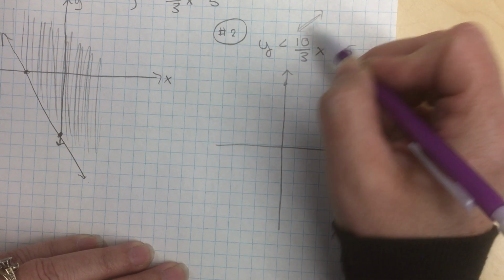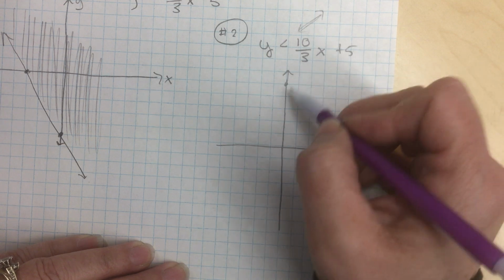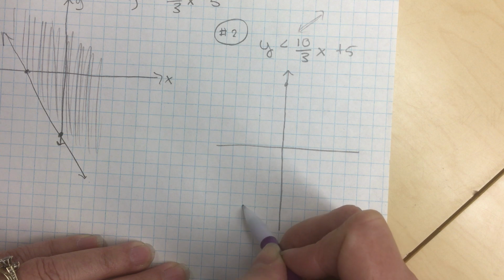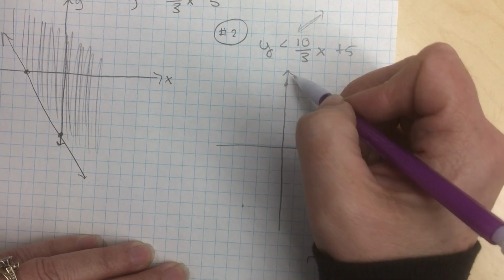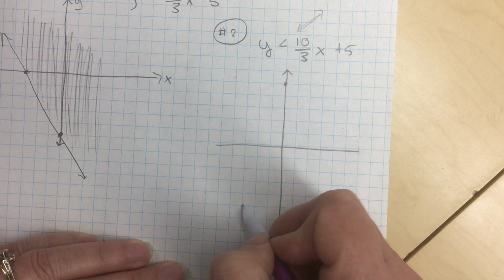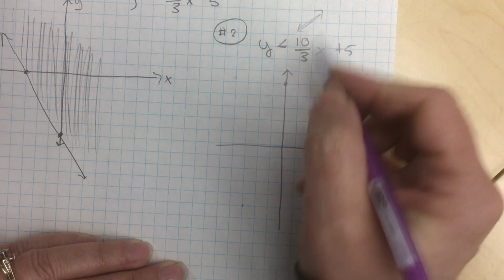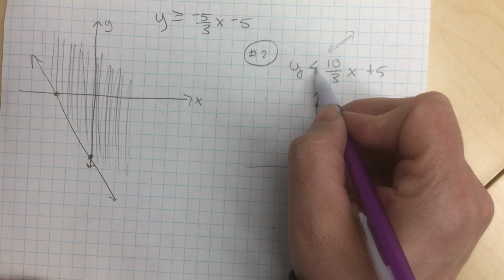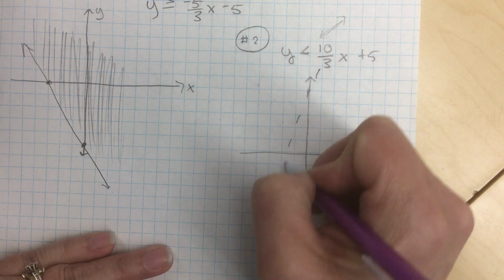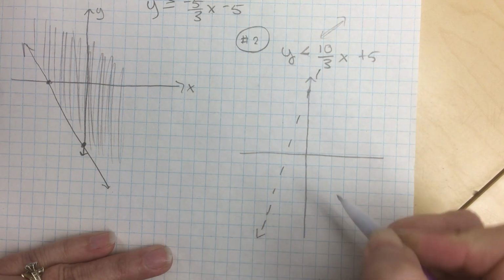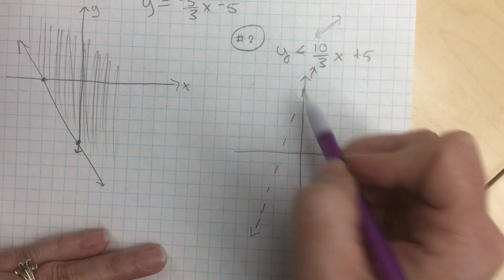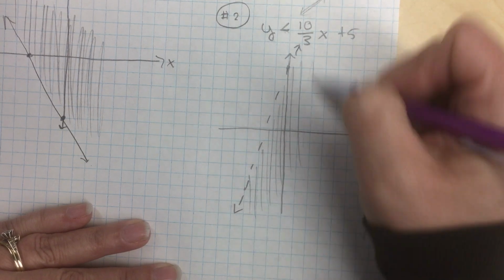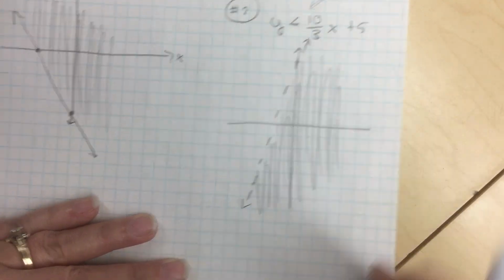This is a positive 10/3, so it needs to go up as I go to my right. So I can go down 10, 1, 2, 3, 4, 5 more, and then 1, 2, 3. If I go down 10 and to the left 3, that still makes a positive line. Now, this is just less than, so we do something different with less than. Over here, it was greater than or equal to. Because this is just less than, I'm going to do a dotted line. A dotted line means that it can't be equal to it. And then y is less than, so I shade all the y's that are less than this, so that's below it. Think above and below, okay?